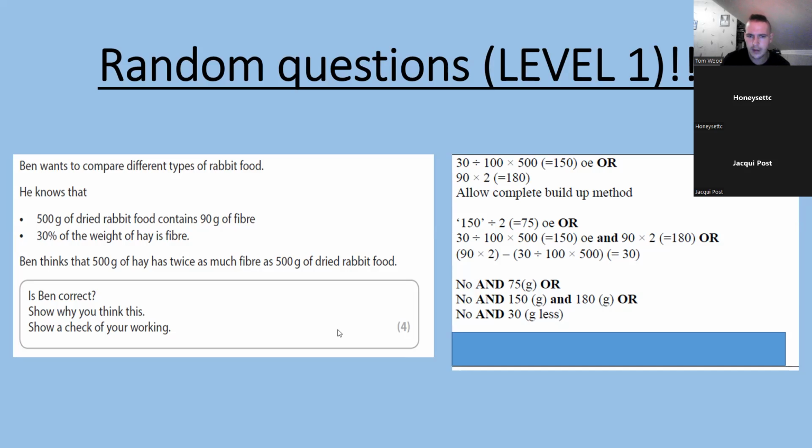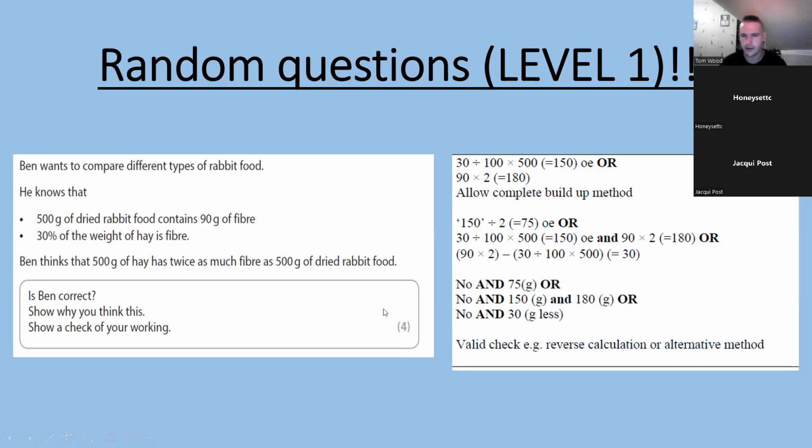For the answer check then, again, just to show you how they look at this on the actual exam, it is just a valid check. So we're just doing a reverse calculation or alternative method. What that means is that an estimate will be absolutely fine as well. So there's no problems there.